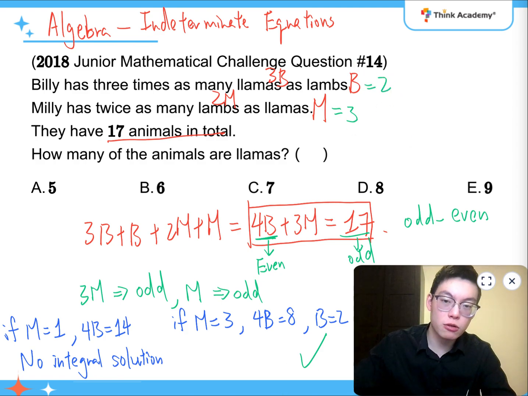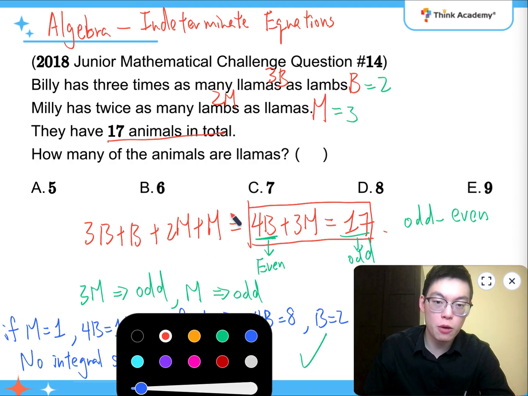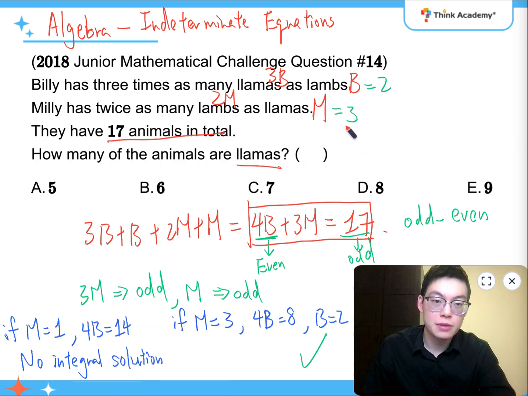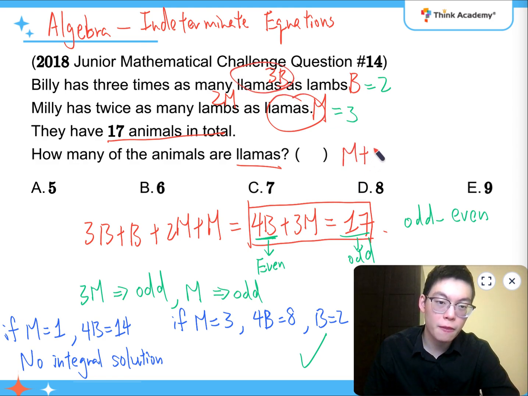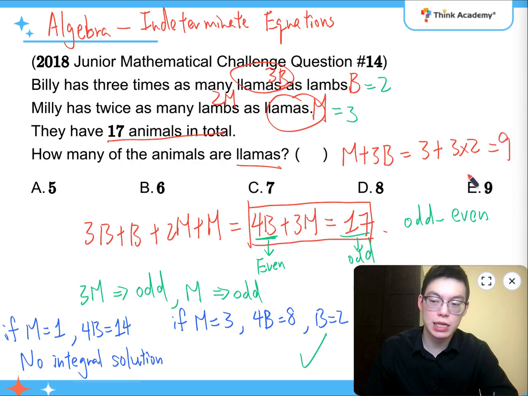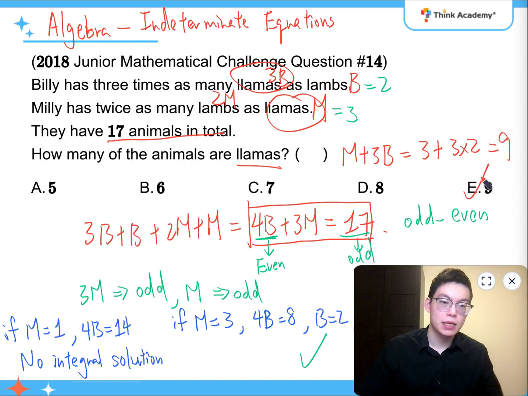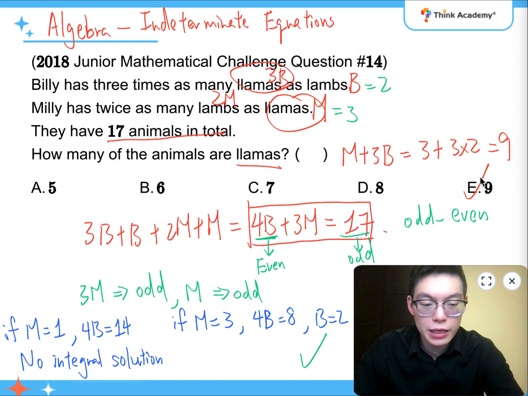So now what is the question asking? It is asking us how many llamas are there. So the number of llamas will be m adding 3b, which is equal to 3 adding 3 times 2. And definitely that's going to be 9, right? So the answer is 9 for this question.